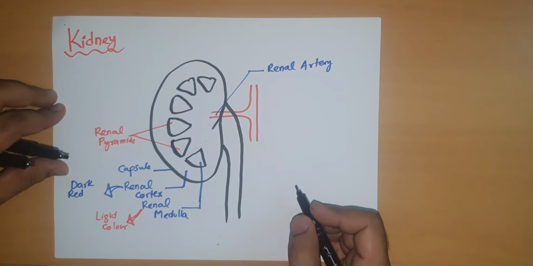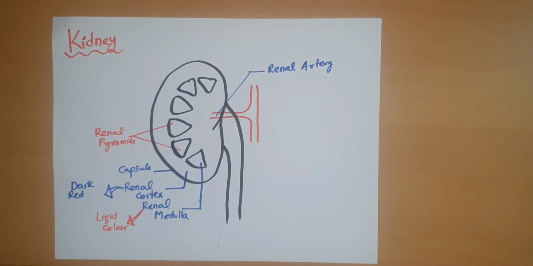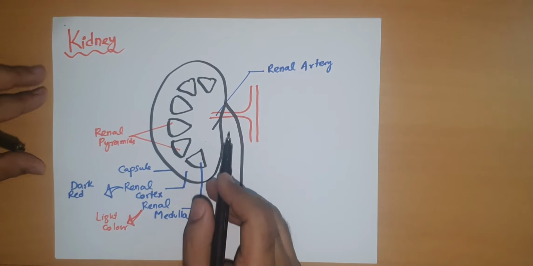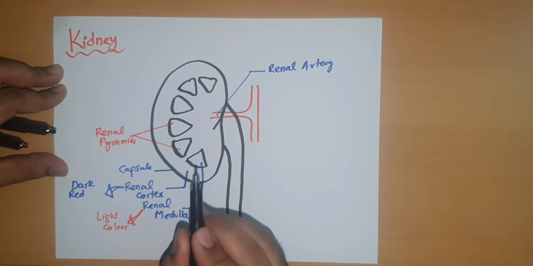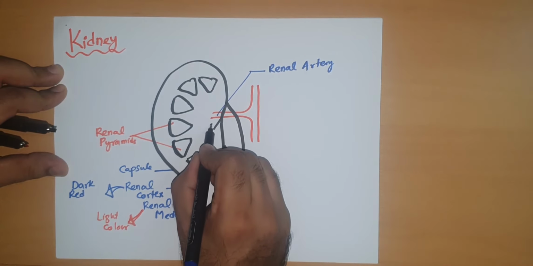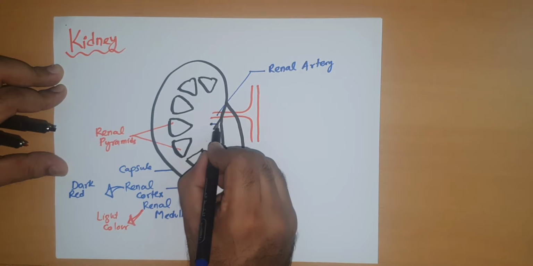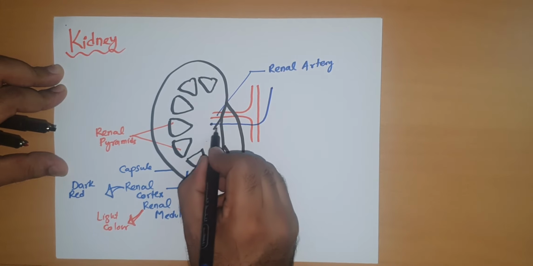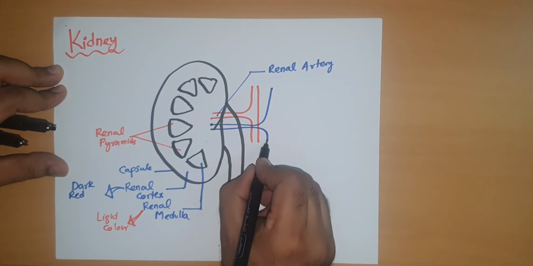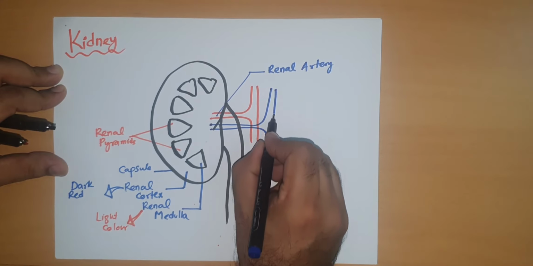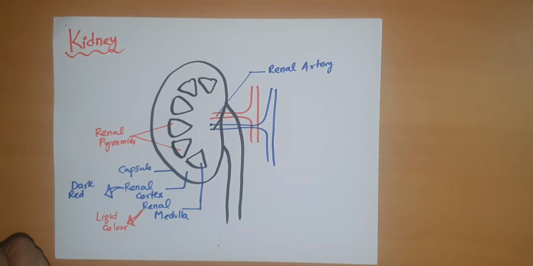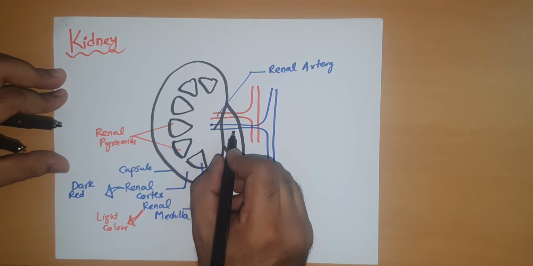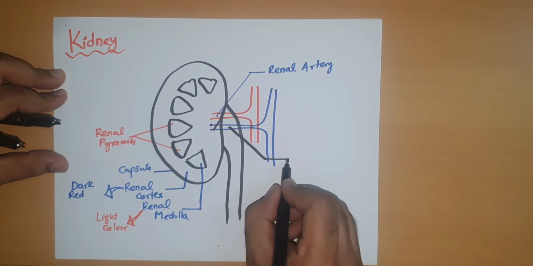Now definitely it is bringing the oxygenated blood, but it is also carrying the blood which contains a lot of waste substances in it, which needs to be removed, which needs to be excreted out of the body. Then this blood vessel goes out of the kidney and takes the clean blood out. Now this blood vessel, it is called as renal vein.